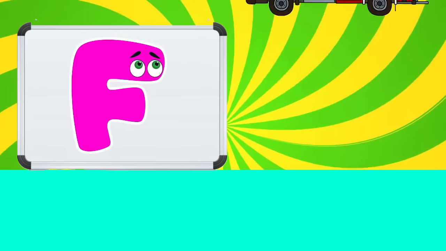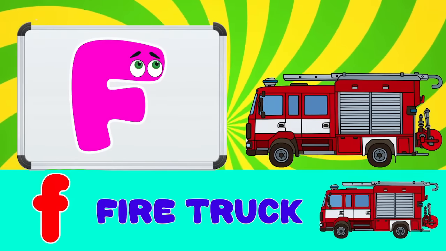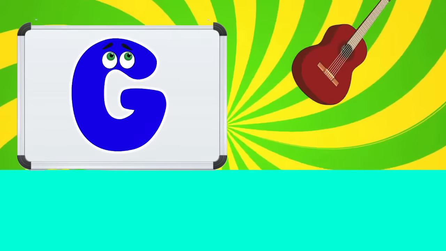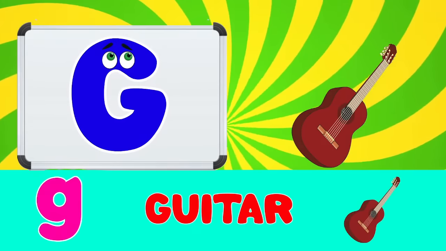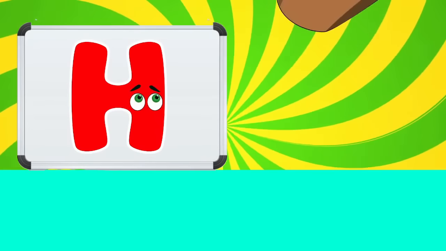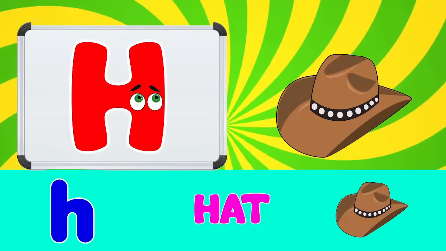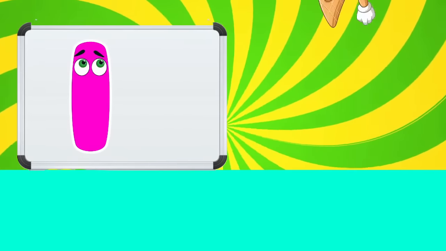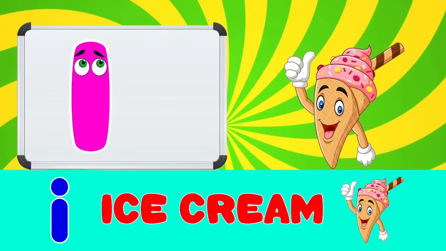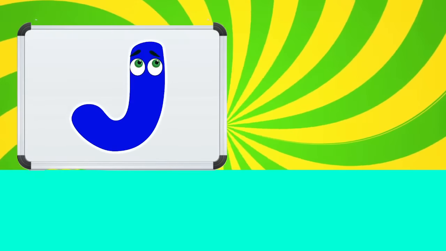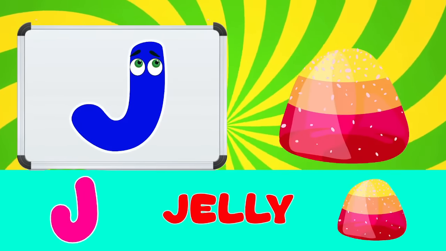F is for fire truck, F, F, fire truck. G is for guitar, G, G, guitar. H is for hat, H, H, hat. I is for ice cream, I, ice cream. J is for jelly, J, J, jelly.